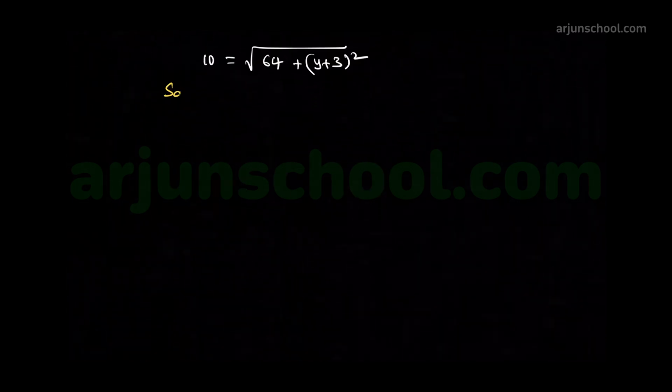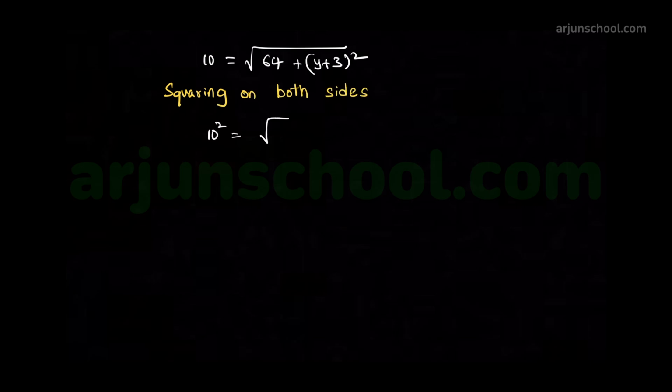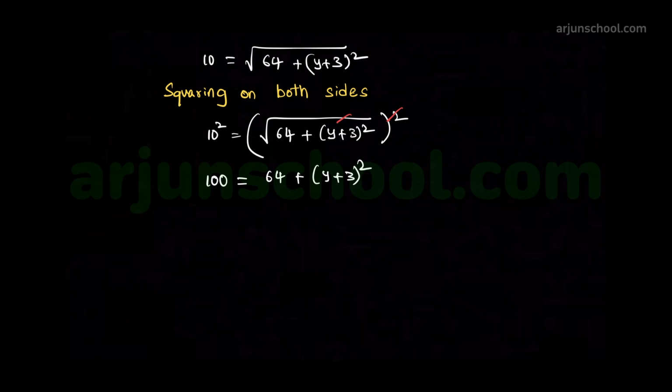Squaring on both sides to remove square root on the right hand side. That implies 10 square is equal to 64 plus (y plus 3) whole square. On the left hand side 10 square is 100, and the square and root get cancelled on the right, which is equal to 64 plus (y plus 3) whole square. That implies (y plus 3) whole square is equal to 100 minus 64, which is 36.